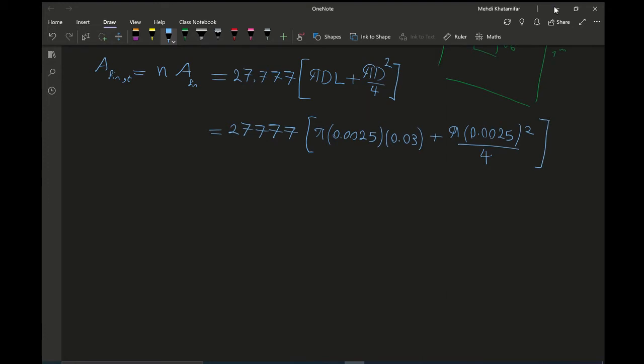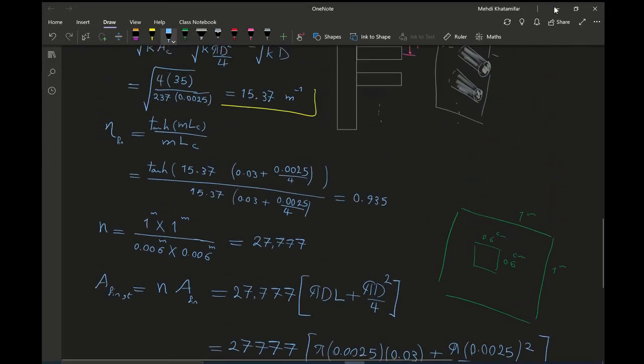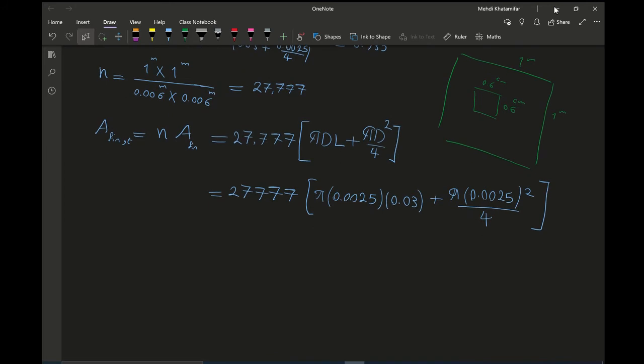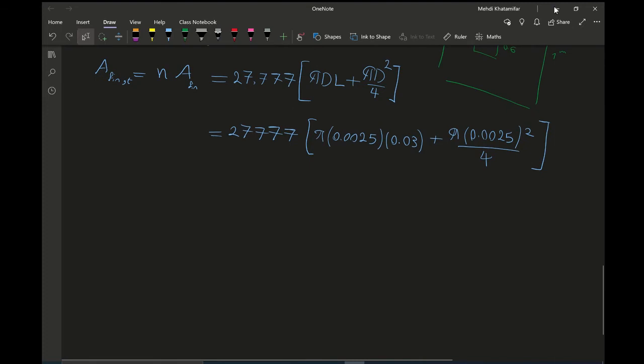You may say the area at the tip of the fin is not that much. It's very small because the diameter is very small, like 2 millimeters. But because we have almost 30,000 fins, that is why I want to include it to increase my accuracy. So the total surface of all the fins is going to be 6.68 meter square.